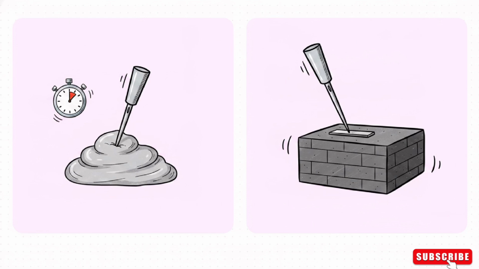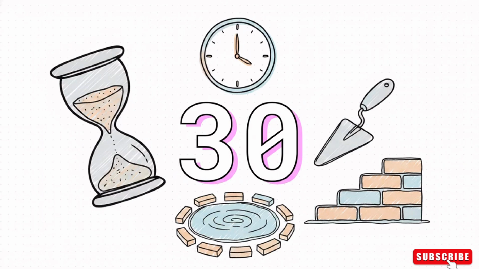Now, on the flip side, the final setting time test determines the time required for complete hardening. We're still using the VCAT apparatus, but this time we keep measuring until that needle no longer leaves any impression whatsoever on the surface. Now let's talk about the hard numbers. 30 minutes is the absolute minimum initial setting time.